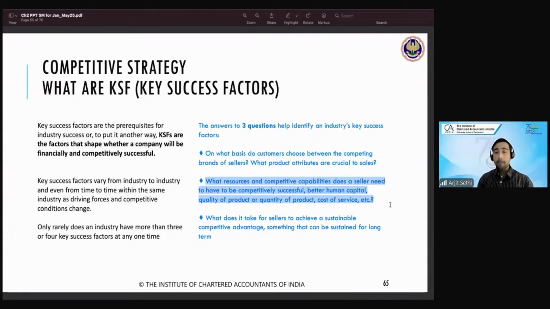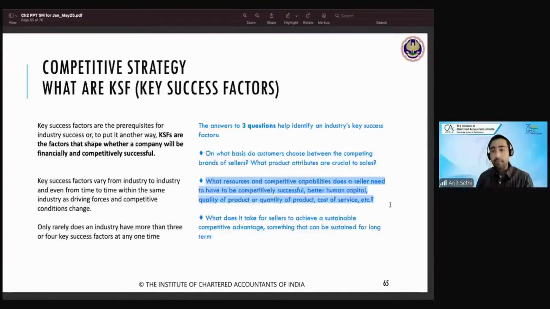successful? Better human capital, quality of product, quantity of product, cost of service, etc. What competitive capability does a seller need to have? पहले तो ये जानना है कि कंज्यूमर को क्या चाहिए. Then you come to your own thing. What do I need to work on to ensure the customer gets that? Okay, you have to solve this. First, identify what the consumer wants. Then you identify what do I have to do to provide that to the consumer.